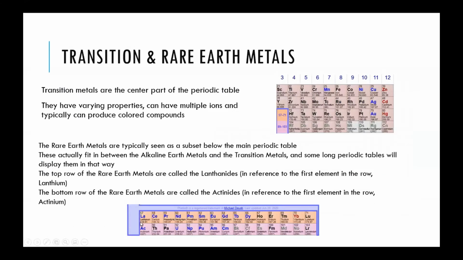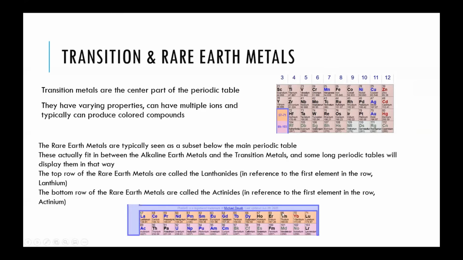The top row is referred to as the lanthanides, in reference to the fact that the first element is lanthanum, and the bottom row is referred to as the actinides, again, because the first element in that row is actinium.